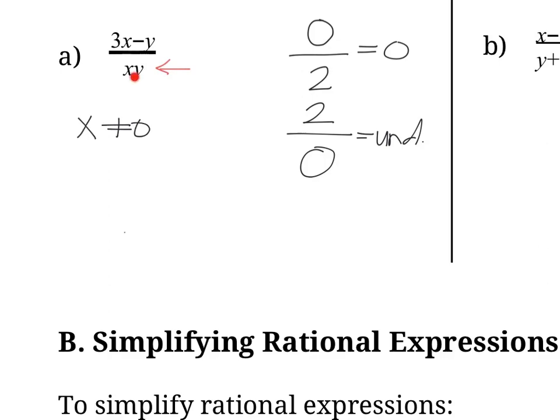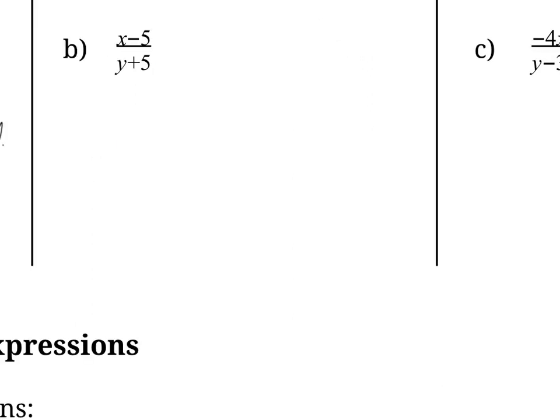And then on our y, it's very similar. If y is equal to 0, then the entire thing also becomes 0. So our second restriction is y cannot equal 0, and we're done. Let's take a look at the next example.